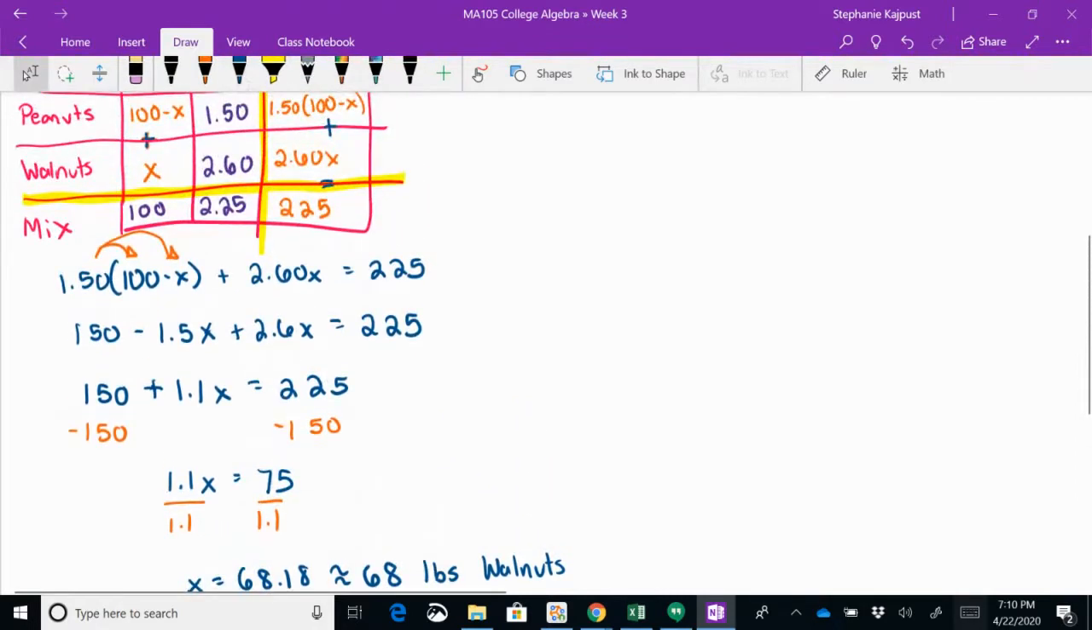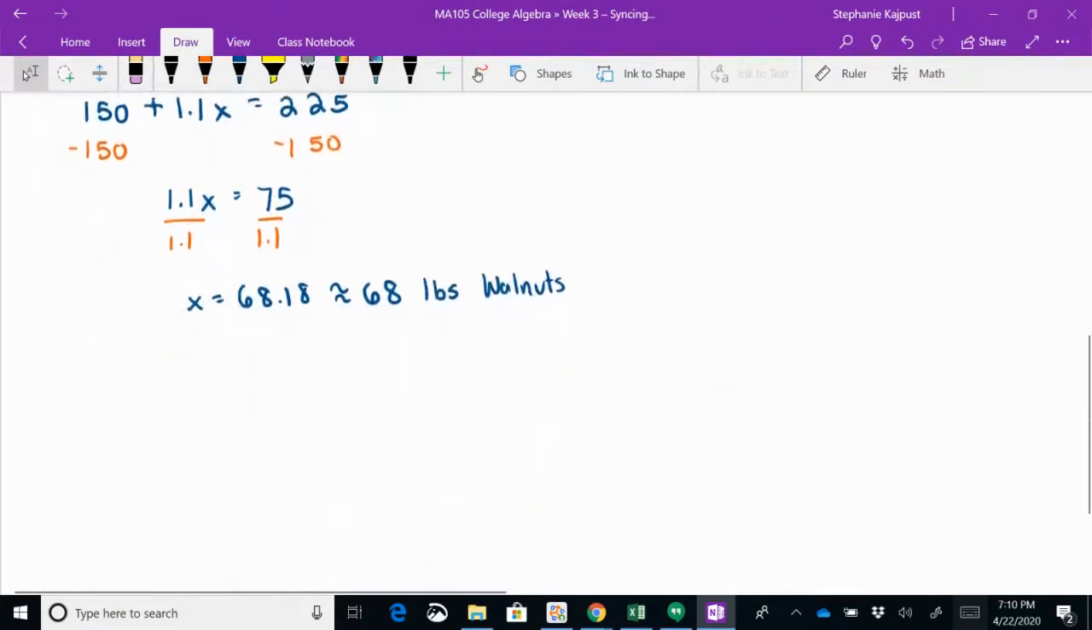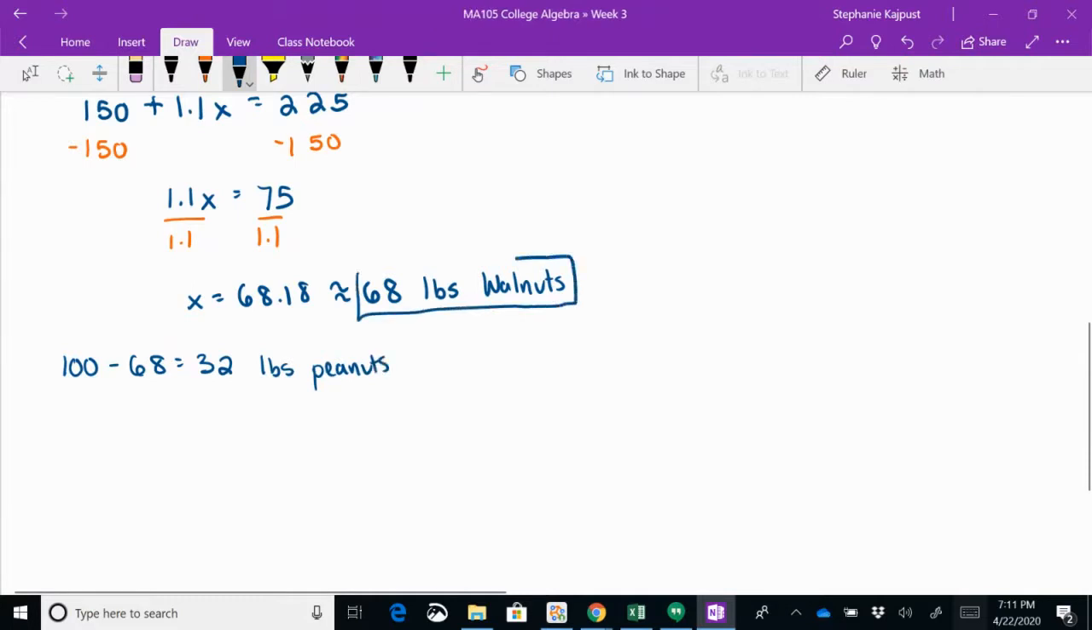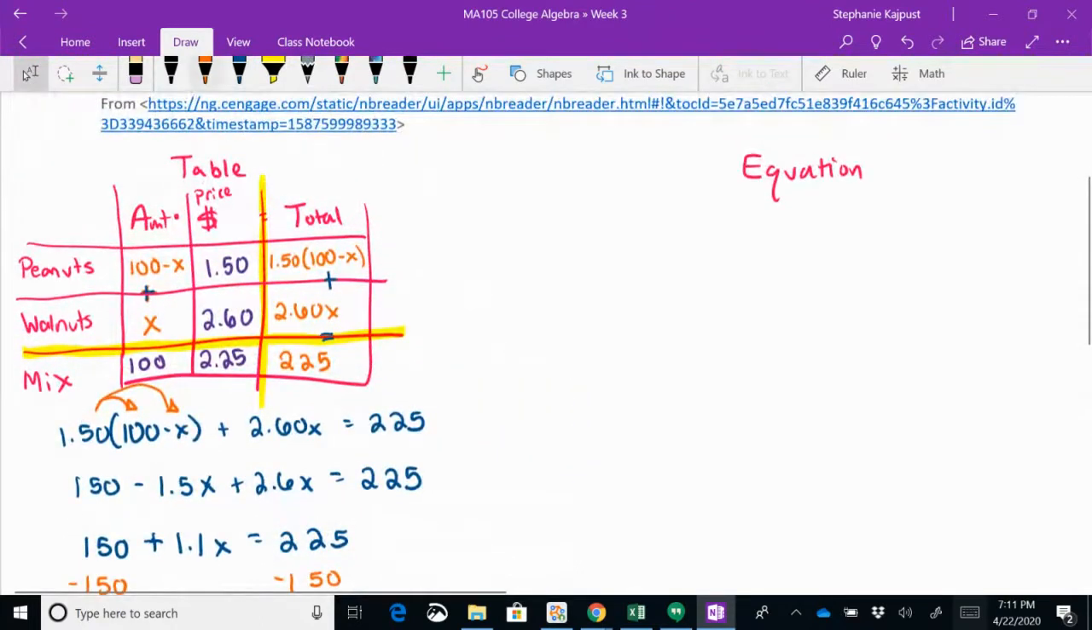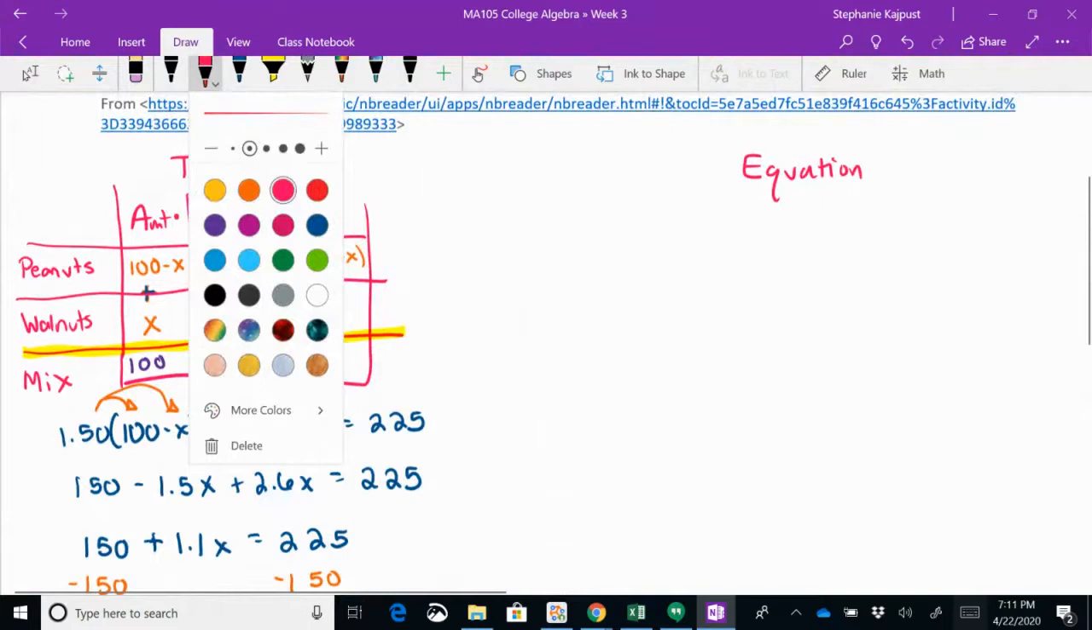Now we know that it has to add up to 100, so peanuts is 100 minus x. So I do 100 minus 68, and that will give me the number of peanuts. And so that would be 32 pounds of peanuts. And so that would be your mixture in order to get the certain price that you want to sell of this mixture of nuts. So that is the table method. Now I'm going to go to the equation method.